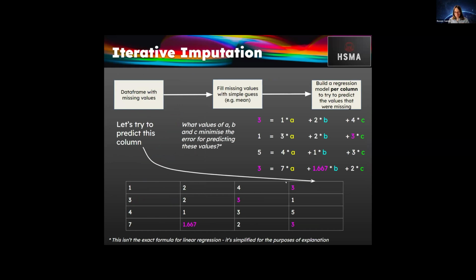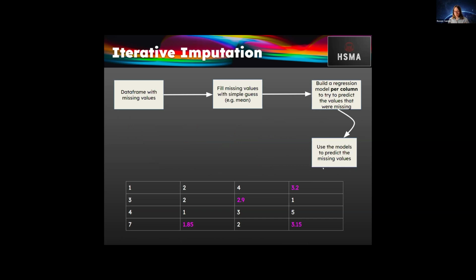So for example, let's try and predict this column here, this 3153. We're trying to work out what values of A, B, and C. I've simplified this slightly just for the purposes of the example, but what values of A, B, and C minimize the error for predicting these values?